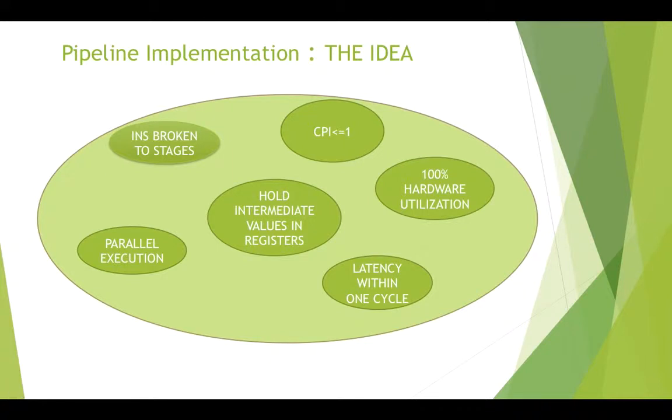Coming to the idea of pipeline implementation. Basically, why do we need the pipeline? The goal here is to make the CPI less than or equal to 1. How do we do that? We break the instruction into a number of stages. Each stage is nothing but a block of combinational logic. The latency of each stage fits within 1 clock cycle. We can insert registers between each pipeline stage to hold the intermediate values. Thus, we achieve 100% hardware utilization. This will also allow us to execute each of the steps in parallel for a sequence of instructions. And thus, we achieve the pipeline that has been achieved here as well in this project.